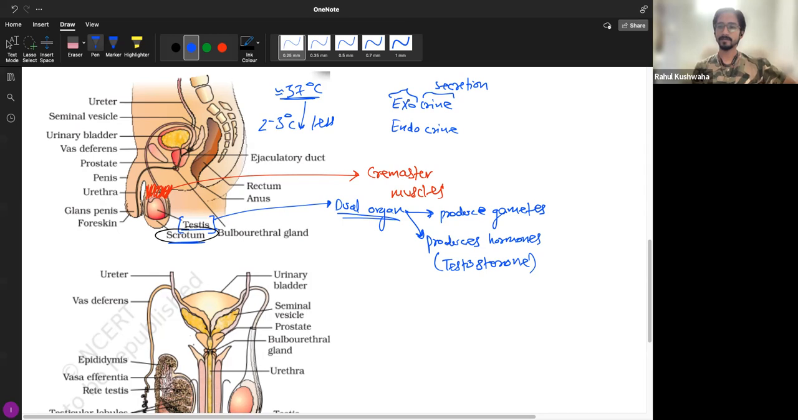Put a pipe in the tap, that's the duct. So if you have to produce something somewhere, but secrete it somewhere else, you don't want it to secrete immediately where you are, the same place where you are synthesizing it. So you make an exocrine gland.